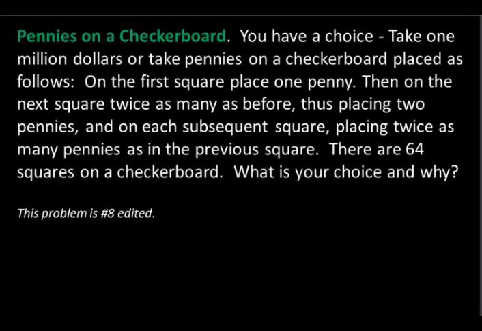This is problem 8 in the text in section 2.1, pennies on a checkerboard. You have a choice. Take $1 million or take pennies on a checkerboard placed as follows. On the first square, place 1 penny. Then on the next square, twice as many as before, thus placing 2 pennies. And on each subsequent square, placing twice as many pennies as in the previous square. There are 64 squares on a checkerboard. What is your choice and why?